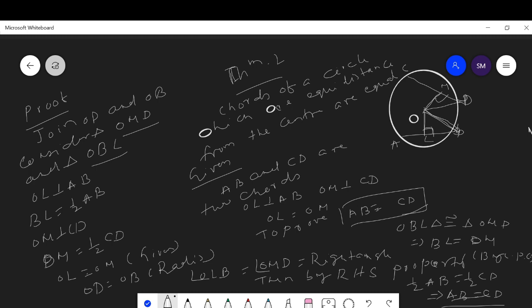Hence proved. Then as I have told you, theorem 2 is the vice versa of theorem 1.